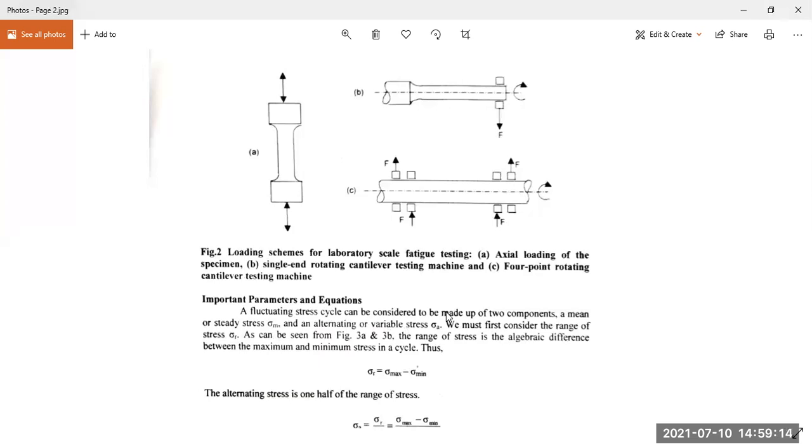We must first consider the range of stress sigma r, shown here on the next page. The range of the stress is the algebraic difference between the maximum and minimum values of the stress. So sigma r, by definition, is sigma max minus sigma min. The alternating stress is exactly half of the range of the stresses, so sigma a is equal to sigma r by 2, that is sigma max minus sigma min over 2.